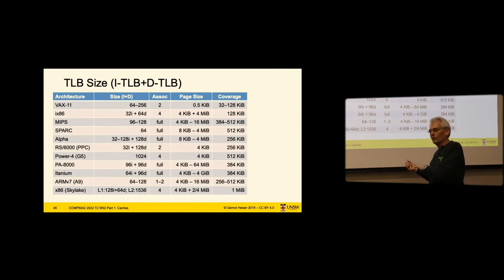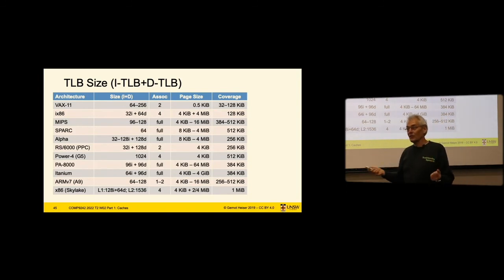Now, this is in vast contrast to working set sizes, which have grown massively, right? In those days of the VAX, 64 kilobytes was huge memory. And of course, that was all completely mapped by the TLB. These days, we have terabytes of memory. And with a base page size of 4 kilobytes, the TLB only maps 1 megabyte. So that's a tiny fraction of memory.